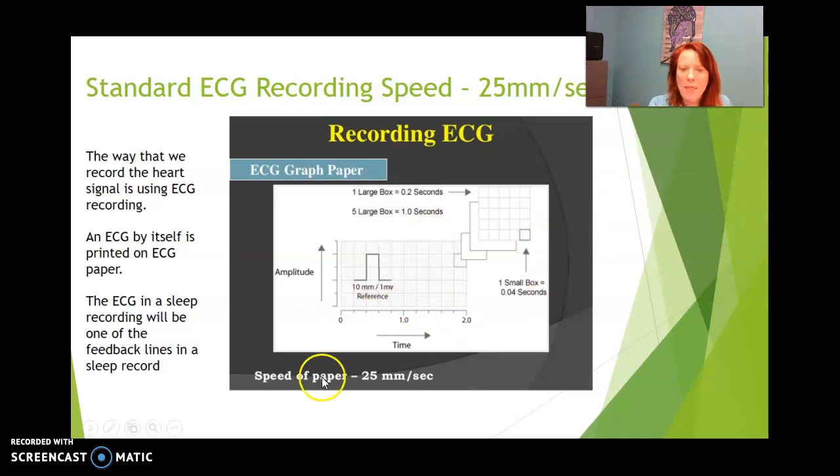And they want you to know that the speed of the paper goes at 25 millimeters per second, or that's how slow we are counting for the movement to go through of the heart. Each tiny box, the small boxes, are 0.04 seconds. A large box is 0.2 seconds. And so 5 large boxes is 1 second. And you will see, when you see 5 large boxes in a row, there will be a gradation line.